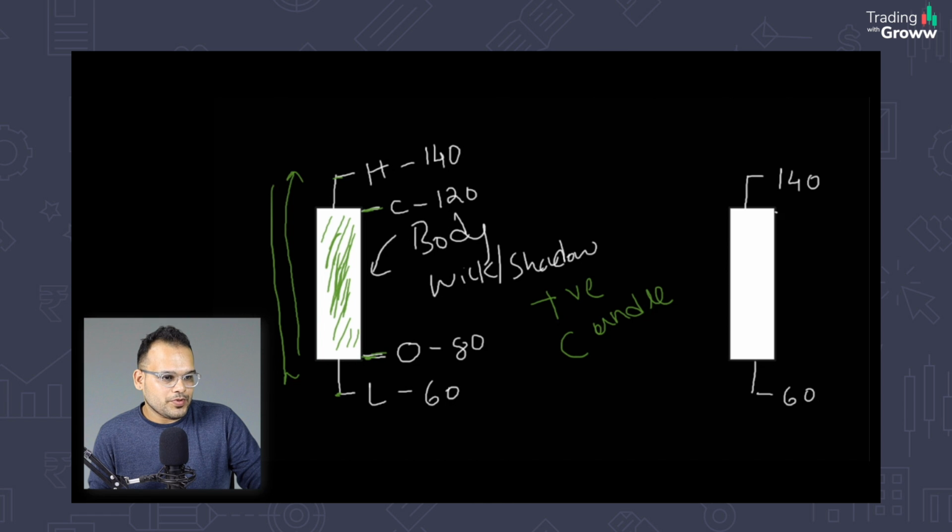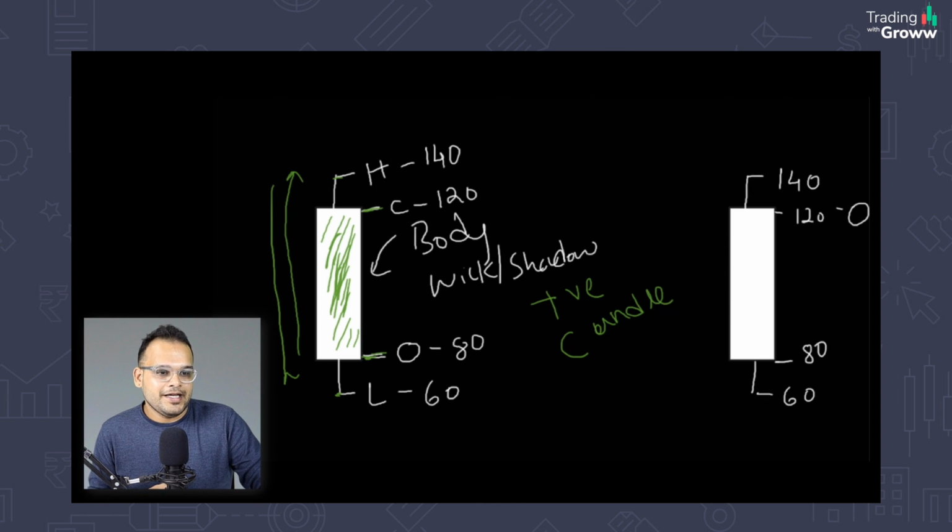Assume that the market opened at 120 rupees. Okay, market opened here, and after that the market closed at 80 rupees. In the earlier example, the market closed at 120 rupees, which was higher than the open, which was 80 rupees. But in this case, the market closed below the open.